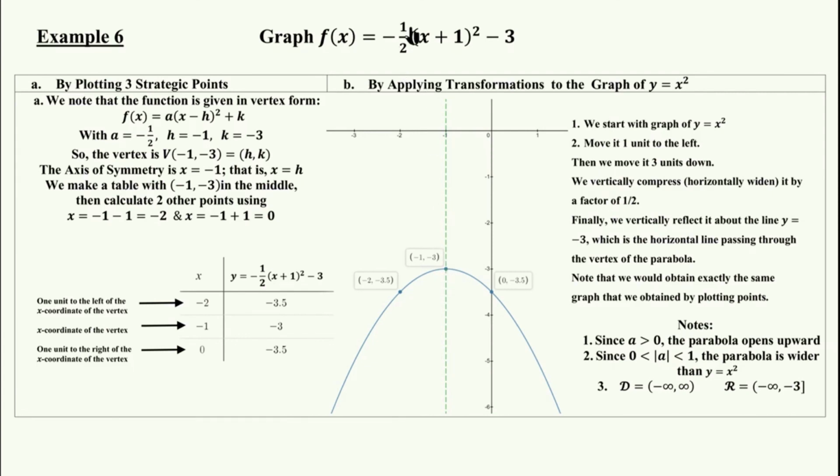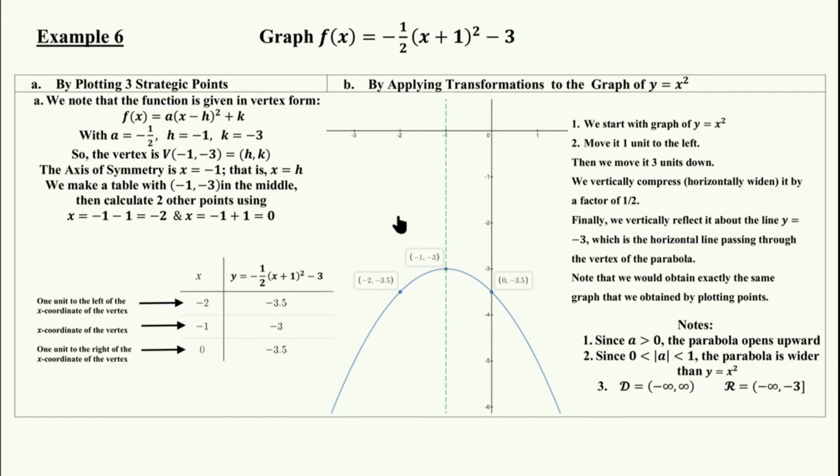Then we're going to make it wider because of the 1/2, right? And also because of the negative, once we're done with all that, we're going to flip it over, always with respect to the horizontal line which goes through the vertex. And that's how you would end up with the exact same graph that we obtained by actually plotting points.